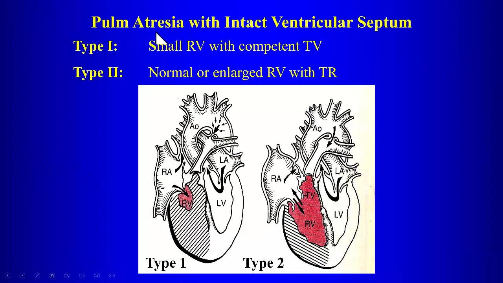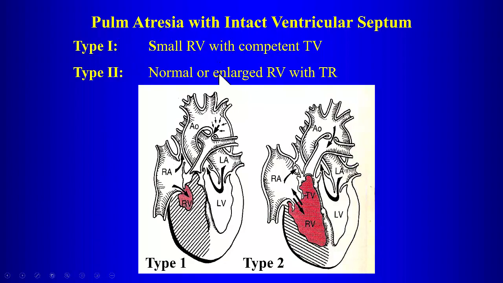Then there's this curious entity, pulmonary atresia with intact ventricular septum. There's a type 1. So here there's a pulmonary atresia, meaning that there's no outflow from the right ventricle into the pulmonary artery. So they have to have a patent ductus arteriosus to survive. So type 1, small right ventricle with a competent tricuspid valve. The competent tricuspid valve results in a small right ventricle.